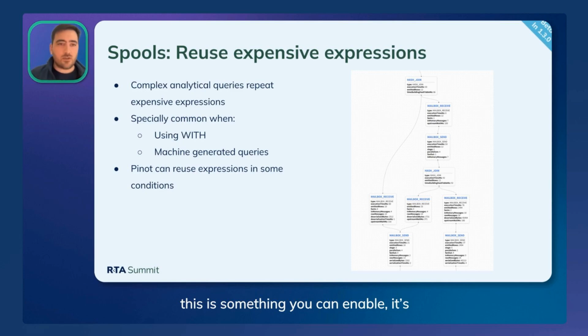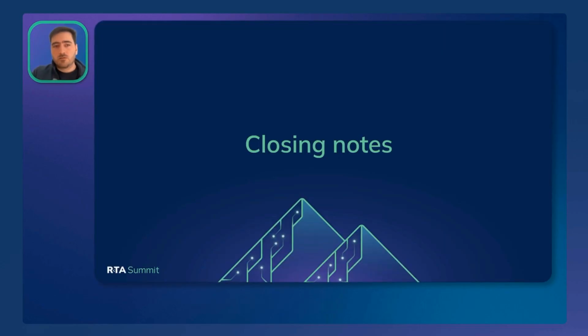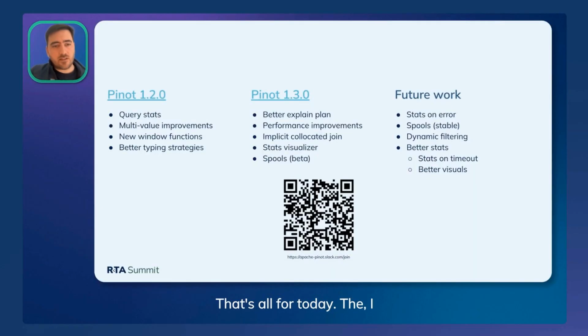So this is something you can enable. It's disabled by default, and can be enabled. The documentation on the web page tells you which options you should turn on to be able to use that. And Pinot is only going to use this whenever it finds that two stages are similar. Okay, that's all for today.